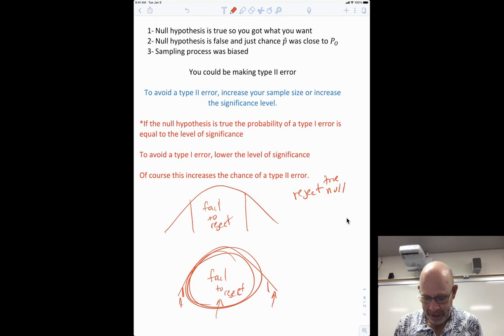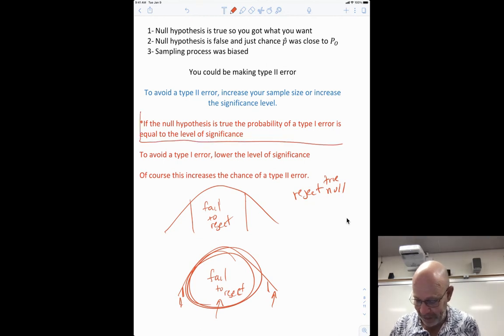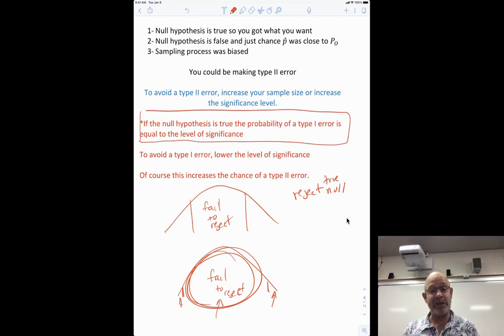All right. And then two last little things. If the null hypothesis is really true, we're still going to reject it sometimes, right? Because we're going to get a rare event. So if the null hypothesis is true, the probability of making a type 1 error is actually equal to whatever your level of significance is. If your level of significance is 5%, you're going to make a type 1 error 5% of the time. It's just going to happen because you're going to get a rare event, okay?